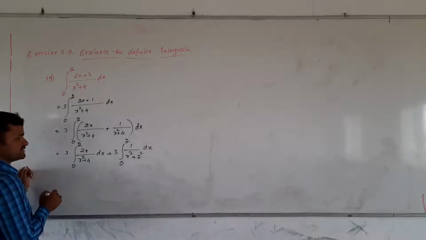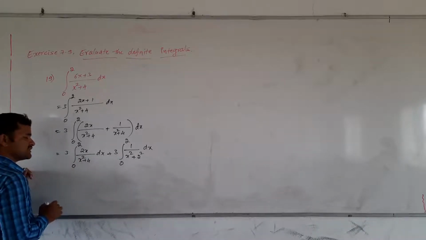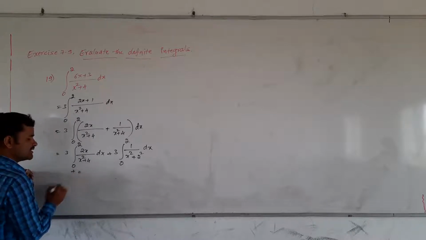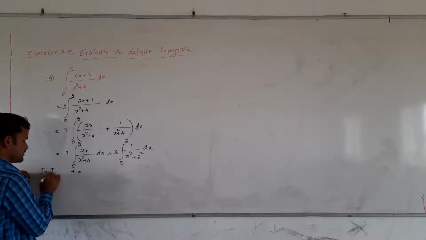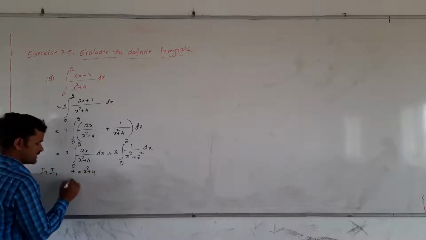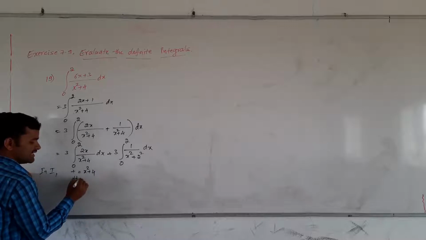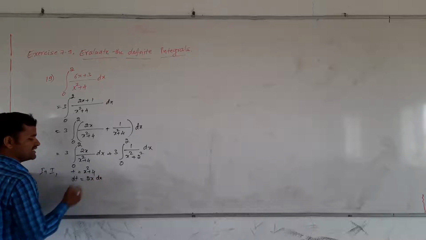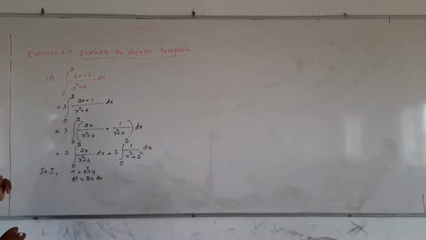Now, is it very easy to integrate or not? Yes, it is very easy to integrate. In the first integral, we substitute t equal to x² + 4. This becomes dt/dx equal to 2x plus 0. That is, I am writing dt equal to 2x dx.